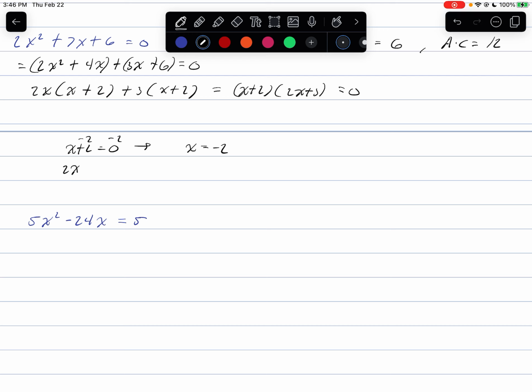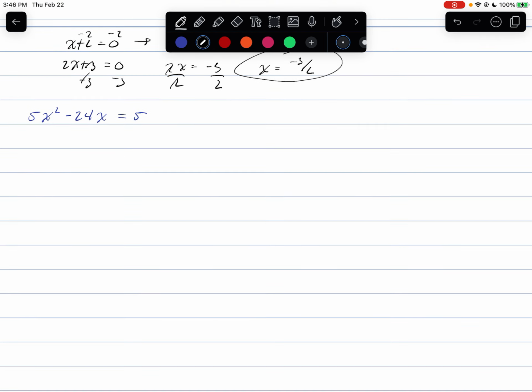And then we have 2x plus 3 is equal to 0. From here, we can take away 3 from both sides, and we have 2x is equal to negative 3. Now we can divide both sides by 2, and we end up with x is equal to negative 3 halves. So x equals negative 2 and x equals negative 3 halves are both solutions here. Okay, let's do one more. Here we have 5x squared minus 24x is equal to 5.